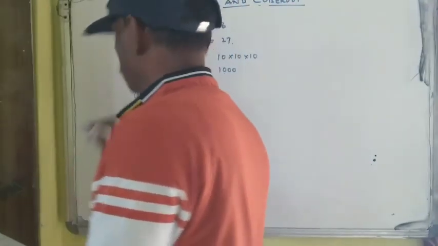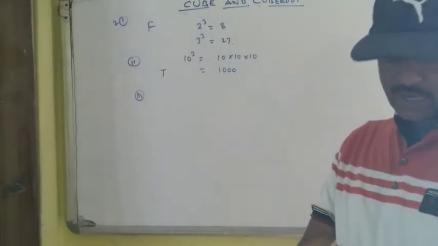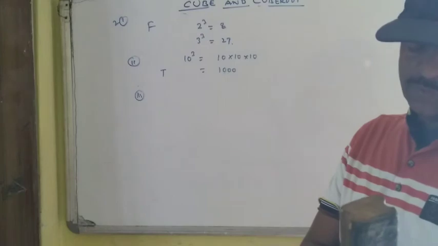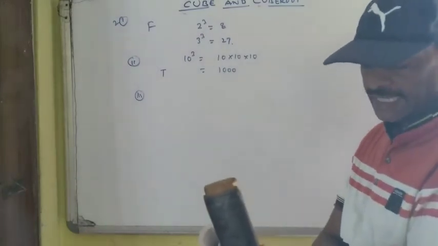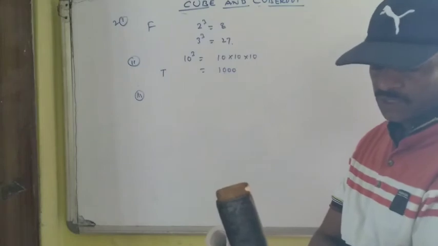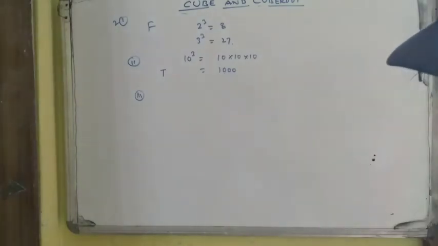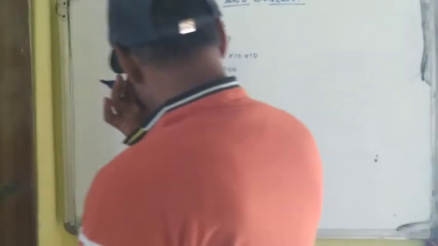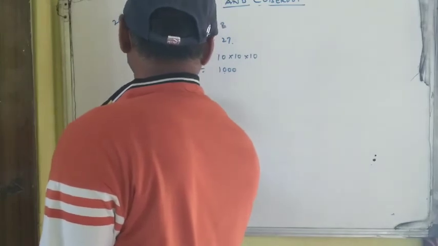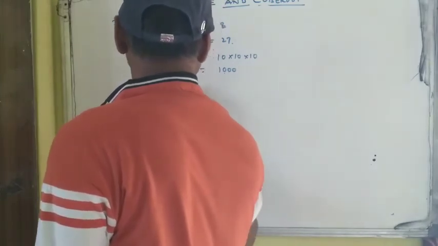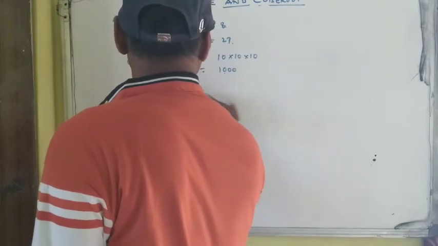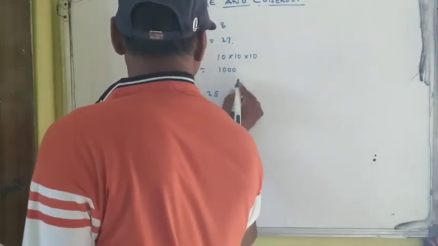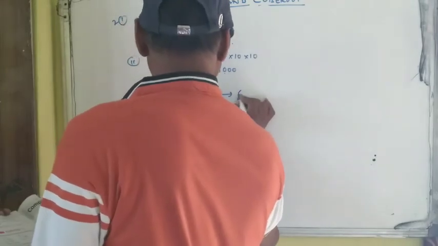And the third one: if the square of a number ends with 5, then its cube ends with 25. So if you take the square of a number, and that square ends with 5, then the cube of that number ends with 25. This is the question. If you take 5 as a number, the square of 5 is 25, but the cube of 5 is 125.